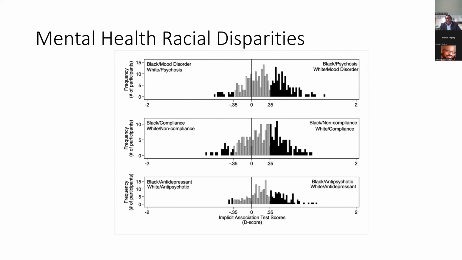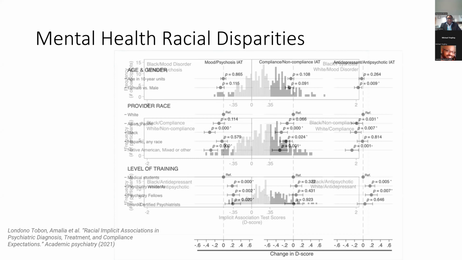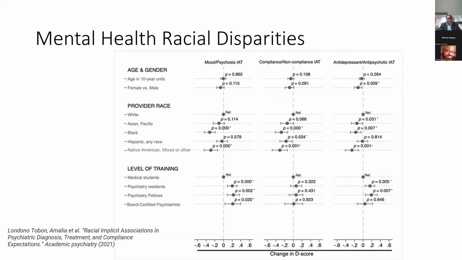What they found was that Black faces were more associated with psychosis compared to mood disorder. They were more associated with the term non-compliance versus compliance, and they were also more associated with the term antipsychotic versus antidepressant. And what was interesting is that this seemed to be affected the higher the level of training you had.